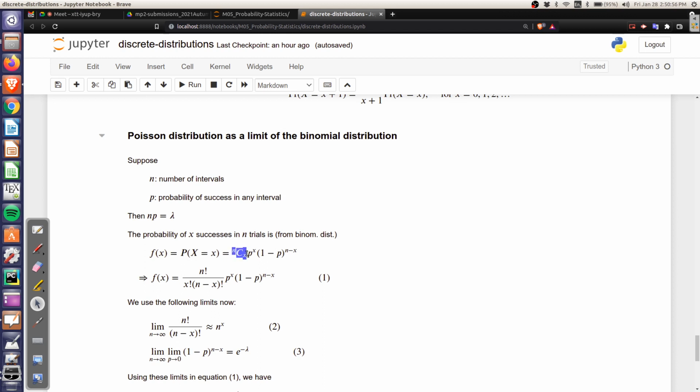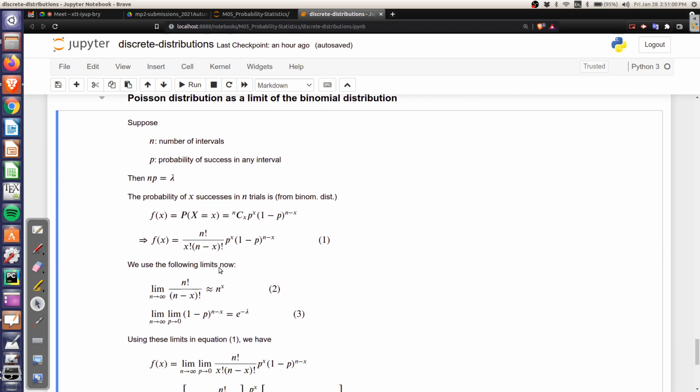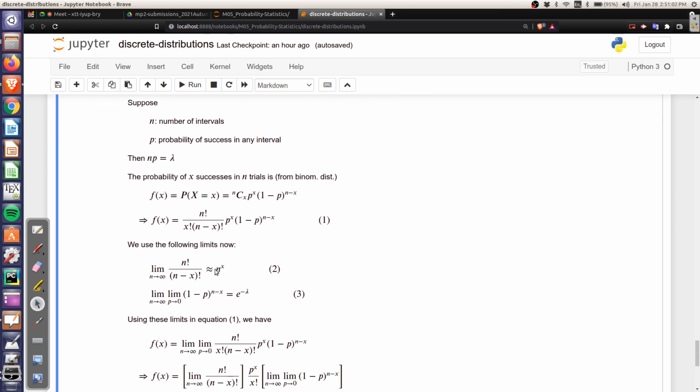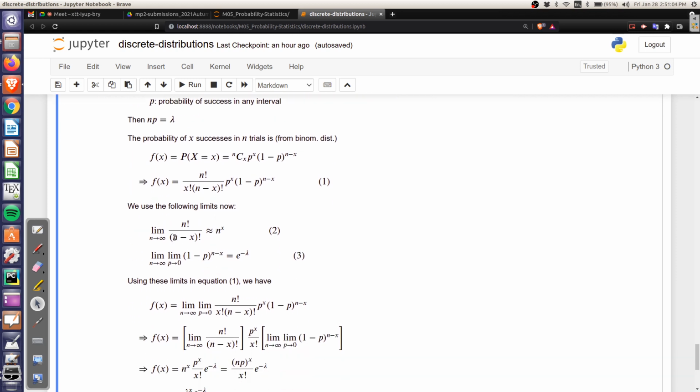Now this nCx I expand. It is simply n factorial by x factorial into n minus x factorial. So here we're going to use a couple of results. The result is this ratio, n factorial by n minus x factorial. If I take the limit as n tends towards infinity, this is approximately equal to n to the power x.